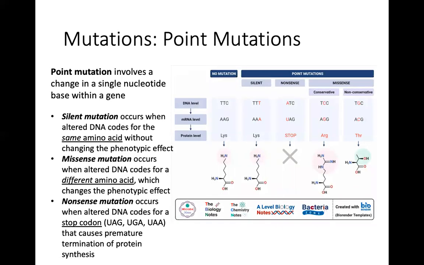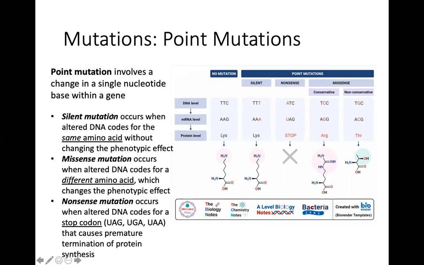Okay, first we talk about point mutations. What is a point mutation? A point mutation involves a change in a single nucleotide base within the gene. Ibig sabihin isang letter, remember? Yung nitrogenous base natin, ATCG. Alright, so may change. Pag may change ng isang nucleotide sa codon na yun, that is a point mutation. And point mutation is divided further into three types. We have the silent, missense, and nonsense mutation.